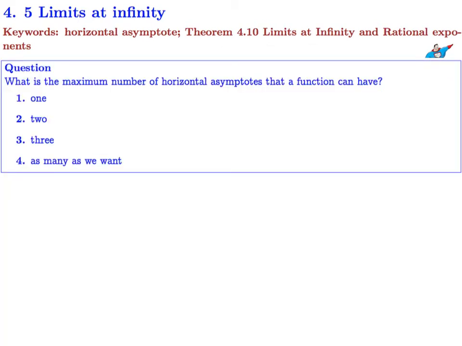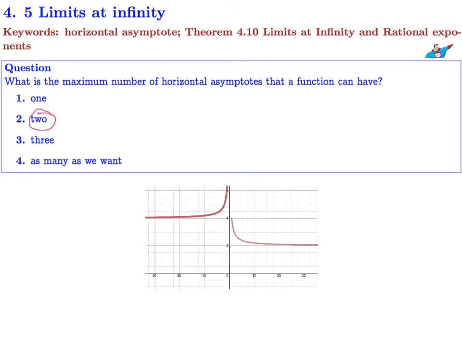So here's a good time for a pop quiz. What is the maximum number of horizontal asymptotes that a function can have? 1, 2, 3, or as many as we want? And hopefully the answer you picked is 2. If we look at a graph, we're only going to get horizontal asymptotes in two places. One comes from the limit as we approach negative infinity, that is, as we move to the left on the graph. The other place to get a horizontal asymptote is as we move to the right on the graph. So there are only two places that we can get horizontal asymptotes.